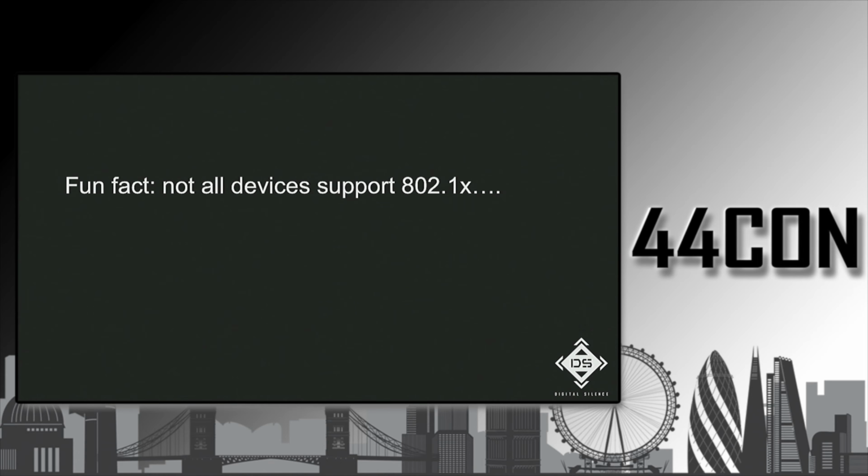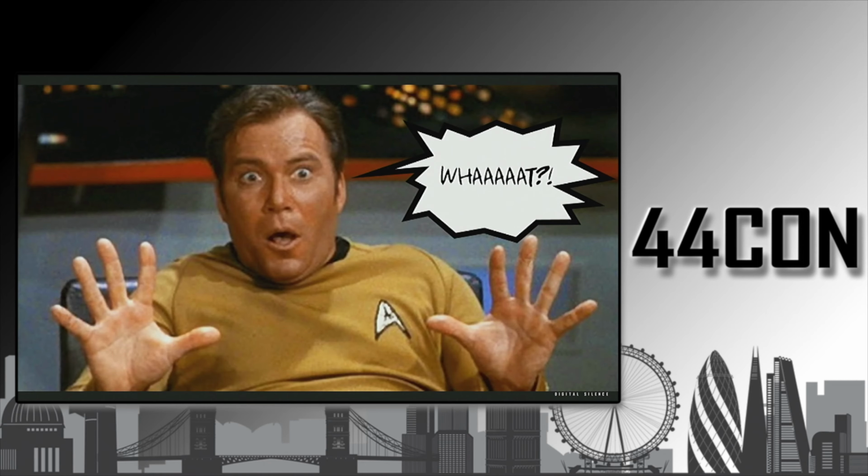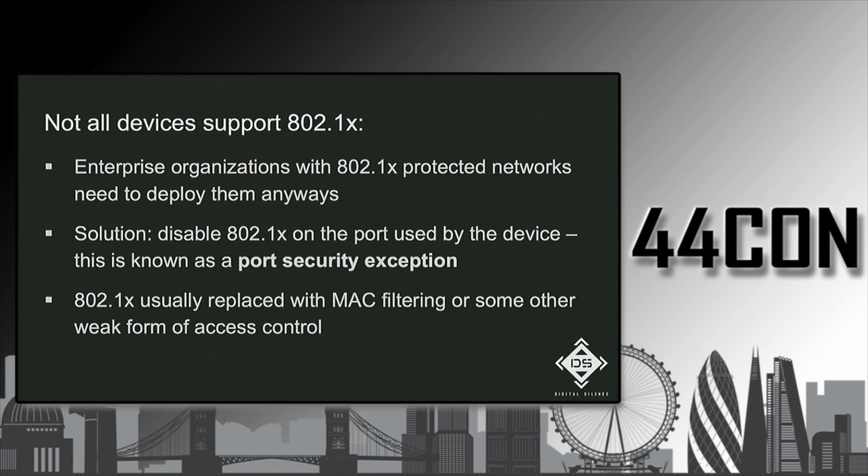So fun fact, not all devices support 802.1x, and that's surprising, right? But when this happens, in a lot of cases, organizations need to be able to deploy these devices anyways. Historically, a lot of multifunction printers, IP cameras, and peripheral devices like that don't have the same kind of 802.1x support that you'd see with things that can be more centrally managed. So you don't always have the option to just not deploy this device. You still need to hook it up to the network somehow.